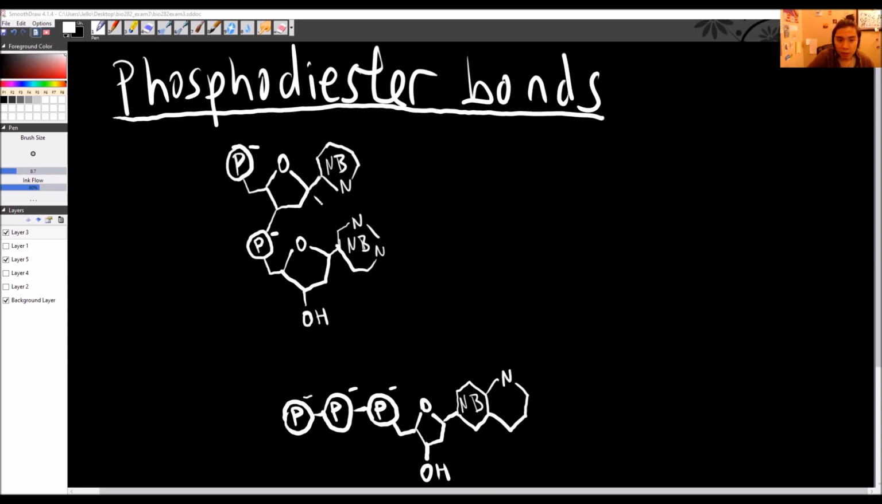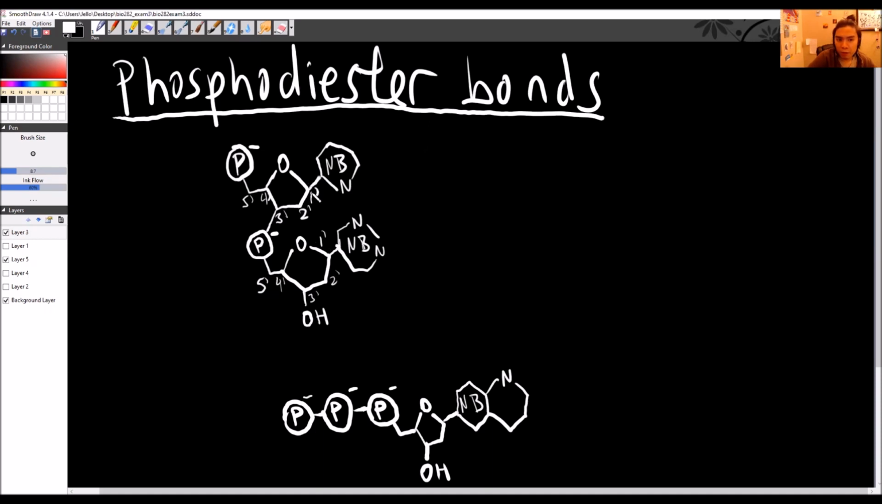Let's number all the carbons. And remember, we number according to our central sugar, and we start with the carbon attached to the nitrogen base. So that's 1 prime, 2 prime, 3 prime, 4 prime, 5 prime, 1 prime, 2 prime, 3 prime, 4 prime, 5 prime. Okay, so this matches up with what we know.